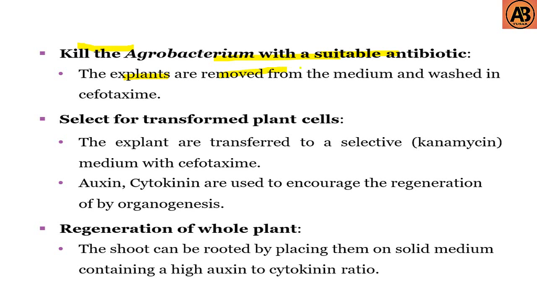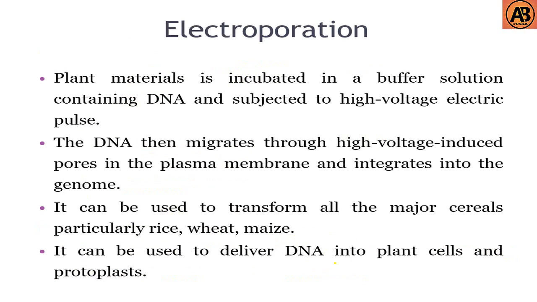The explants are removed from the medium and washed in cefotaxime. Select for transformed plant cells. The explants are transferred to a selective medium with cefotaxime. Auxin and cytokinin are used to encourage regeneration by organogenesis. Regeneration of whole plant: the shoots can be rooted by placing them on a solid medium containing a high auxin to cytokinin ratio.